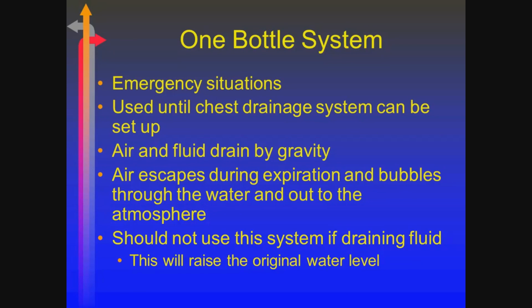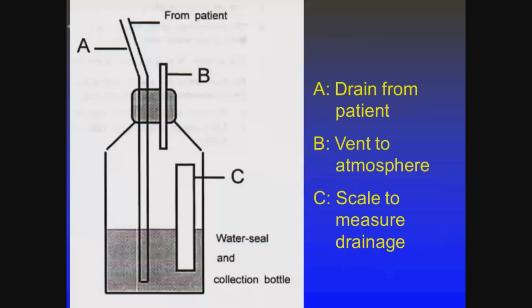Theoretically, you could have a one-bottle system. We don't see these used for any length of duration, but it basically allows the air to exit out of the intrapleural space until we can get something more sophisticated set up. And air escapes during the expiratory phase, where there's some positive pressure within the intrathorax, and bubbles out through the water and out to the atmosphere. It's not a good system for when you have a lot of fluid that you're draining off, but in the emergent situation, it's beneficial.